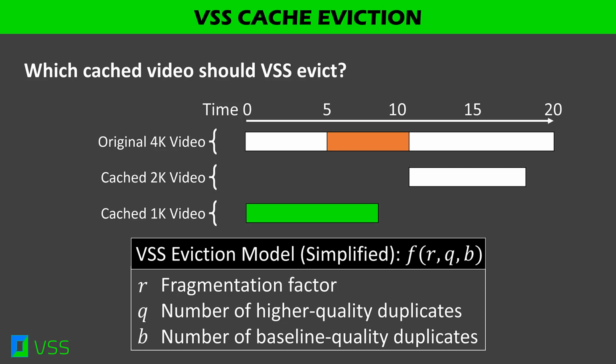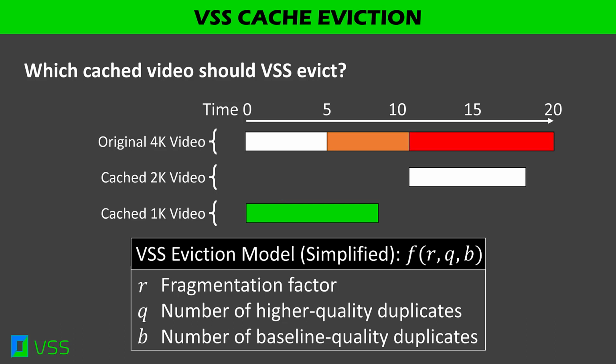Second, we want to consider redundancy in terms of quality. Here I've highlighted in green this 1K resolution video fragment. It's actually a downsampled version of a higher resolution 4K version of the original video. Intuitively, we'd prefer evicting this fragment over others, since this higher resolution variant exists as a backup.